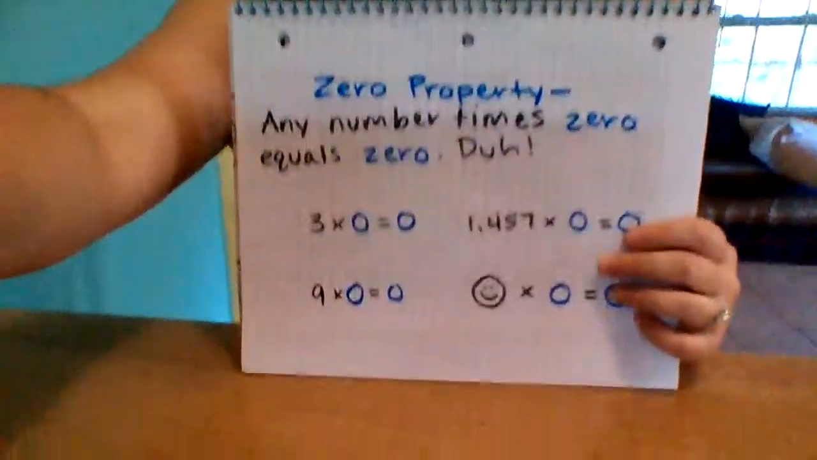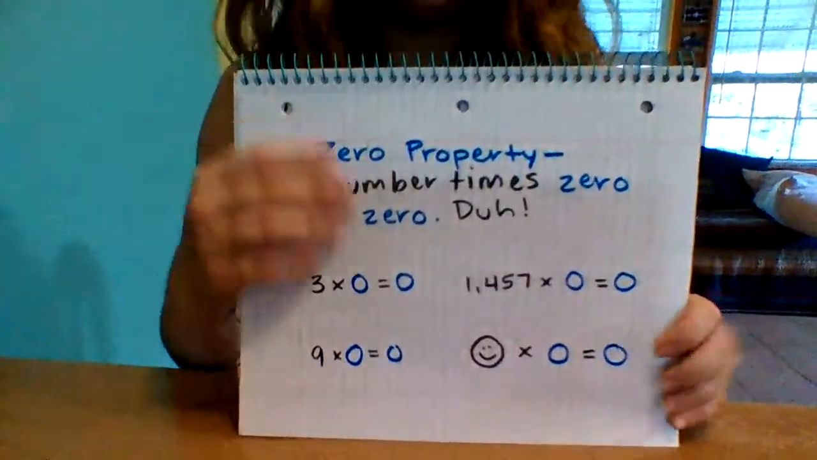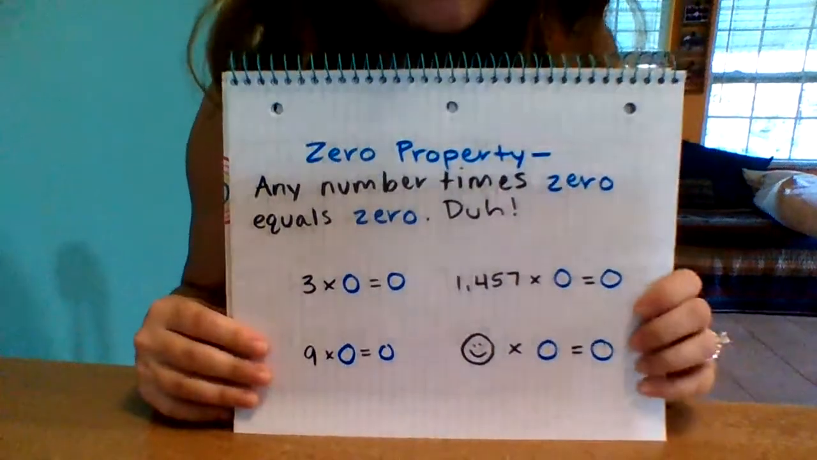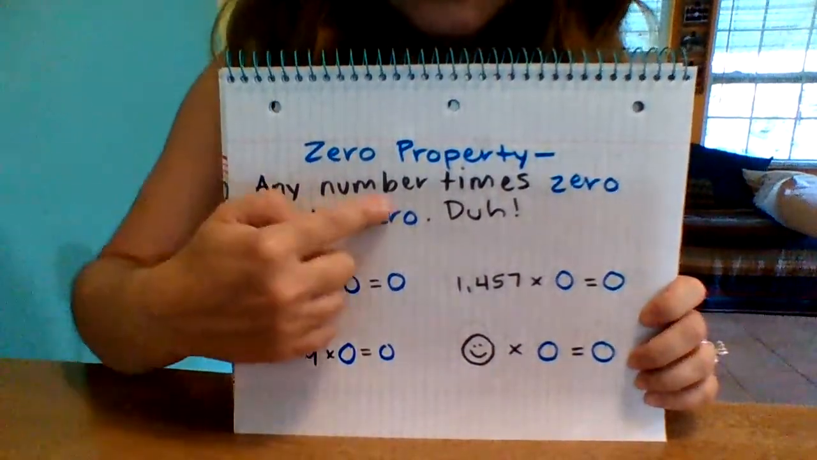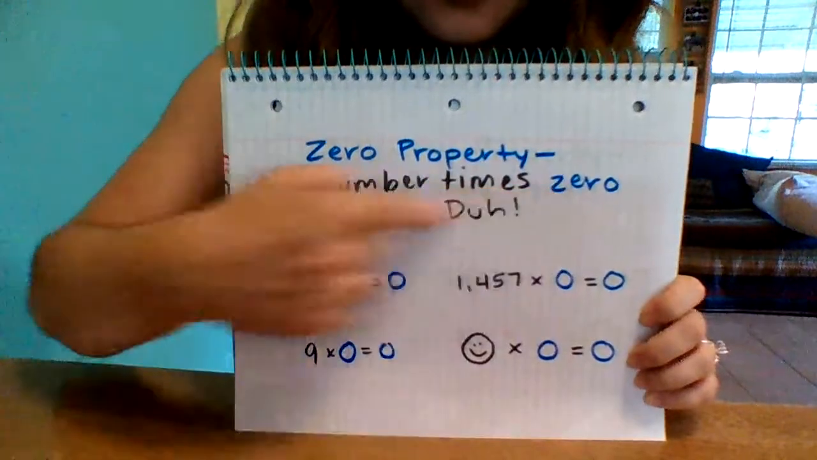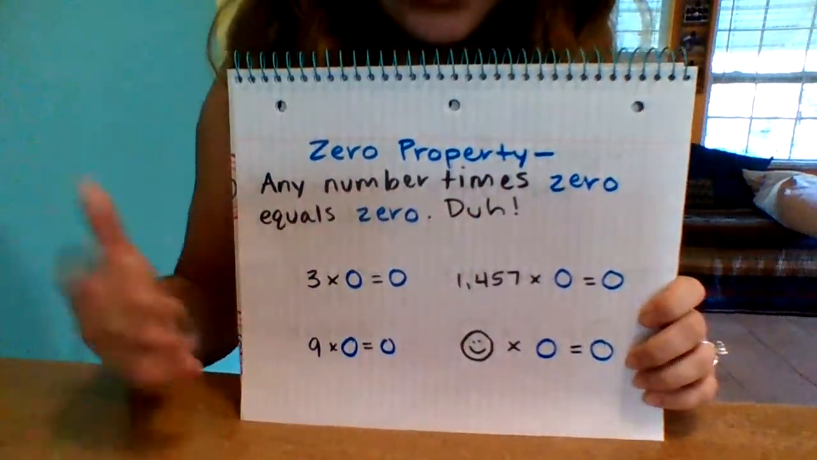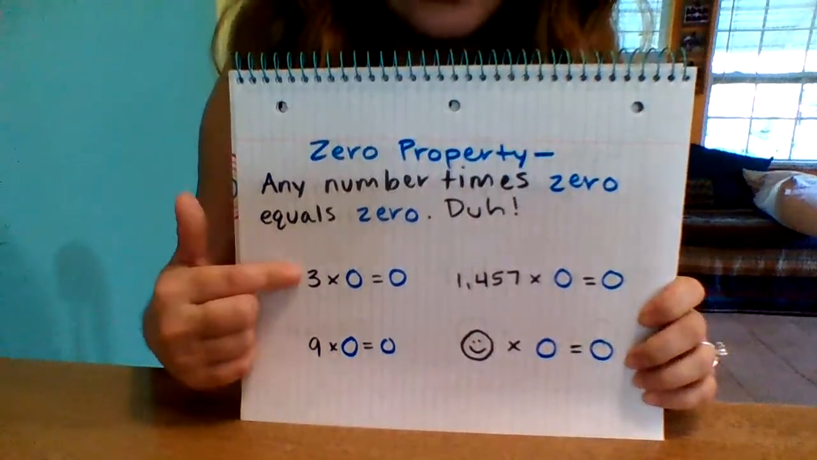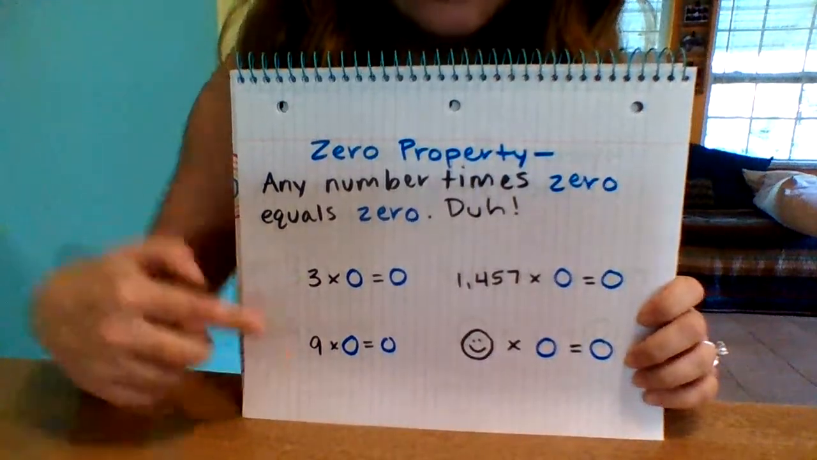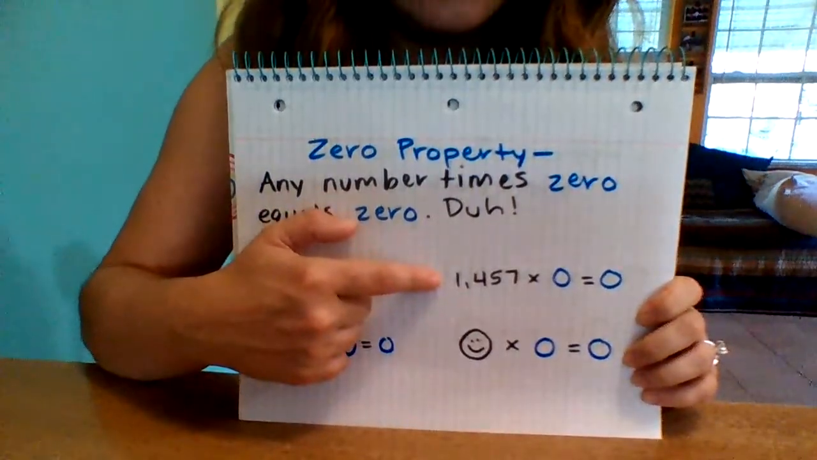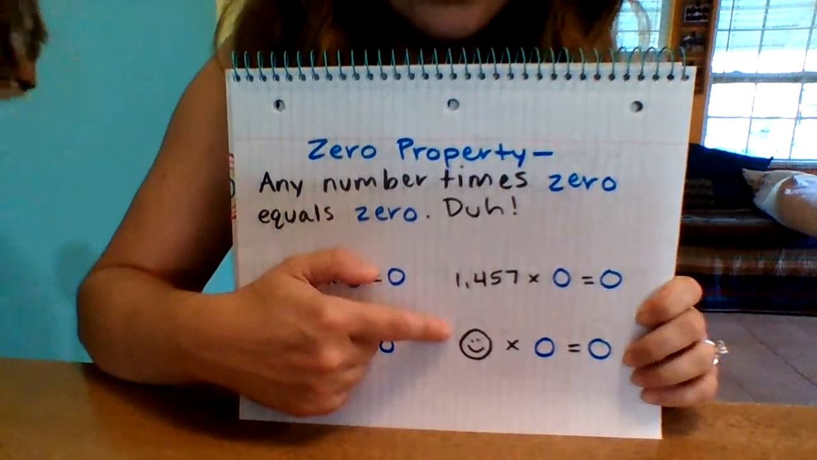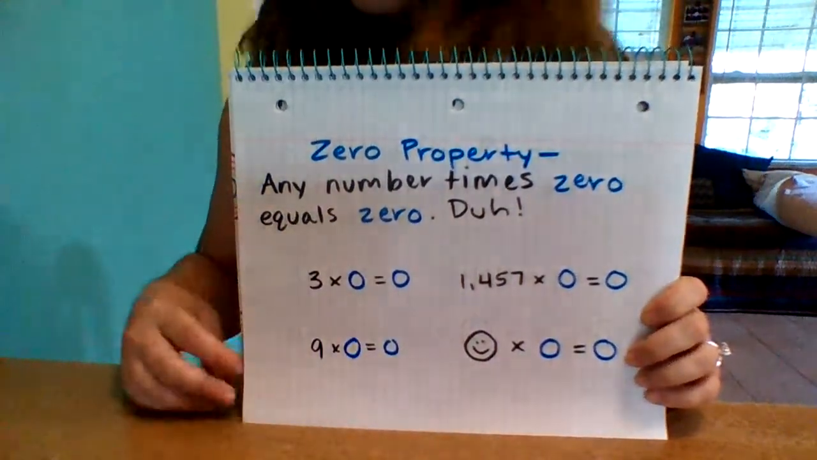So the first property that we're going to talk about is a pretty straightforward one. It's called the zero property. The zero property says any number times 0 equals 0. Duh, right? You guys know this about the zero property. 3 times 0 is 0, 9 times 0 is 0, 1,457 times 0 is 0, smiley face times 0 is 0. It goes for anything, okay?